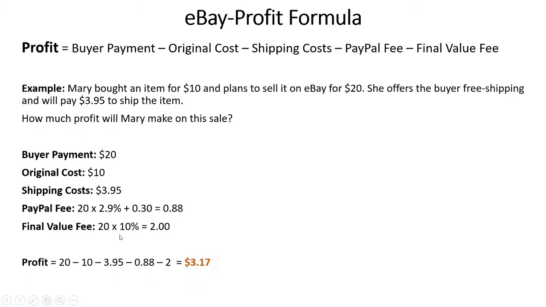The profit, therefore, is equal to the buyer's payment of $20, right? That money that's coming towards you. However, you have to subtract all of these expenses: the original cost of $10, the cost to ship it to the buyer, which was $3.95, the PayPal fee you were charged, 88 cents, the final value fee, $2, which leaves you with $3.17. So that is the profit that Mary will make on the sale.